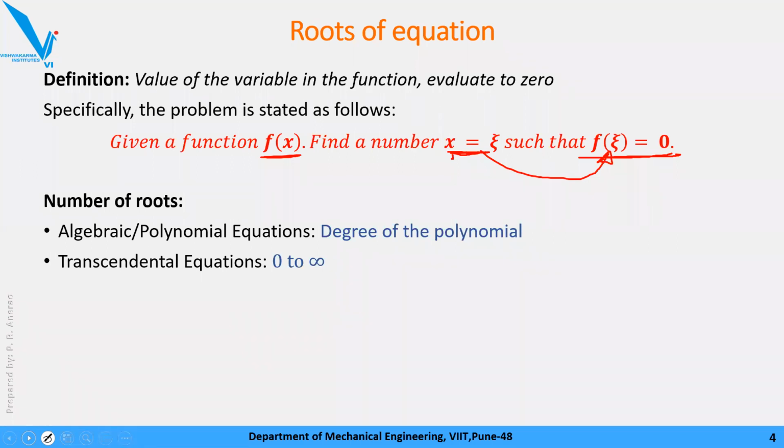So if we are dealing with an algebraic function or a polynomial equation like x plus 1 equal to 0, the number of roots for that equation is nothing but the degree of the polynomial. So for x plus 1 equal to 0, we have only one root, because the degree of x plus 1, the degree of x is 1 only.